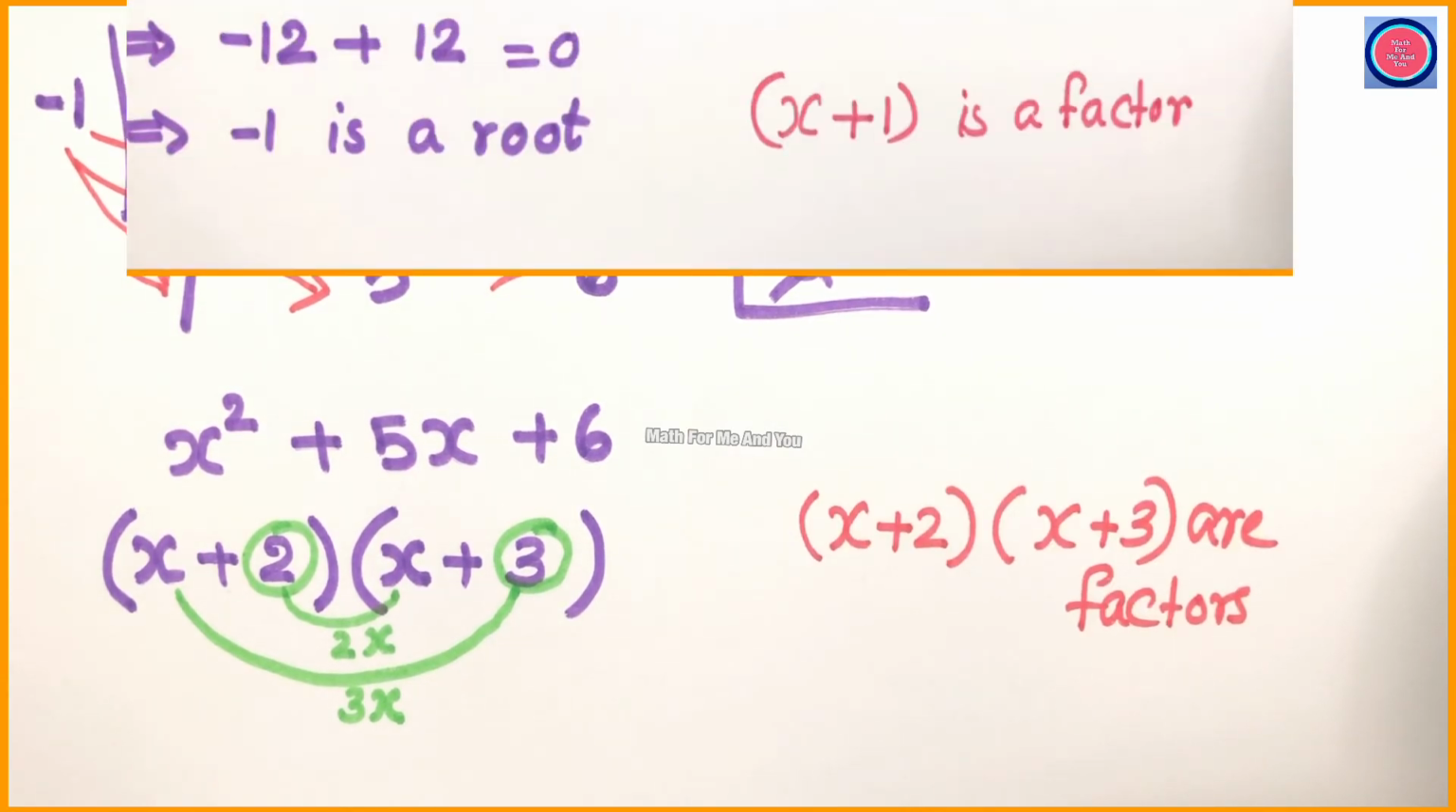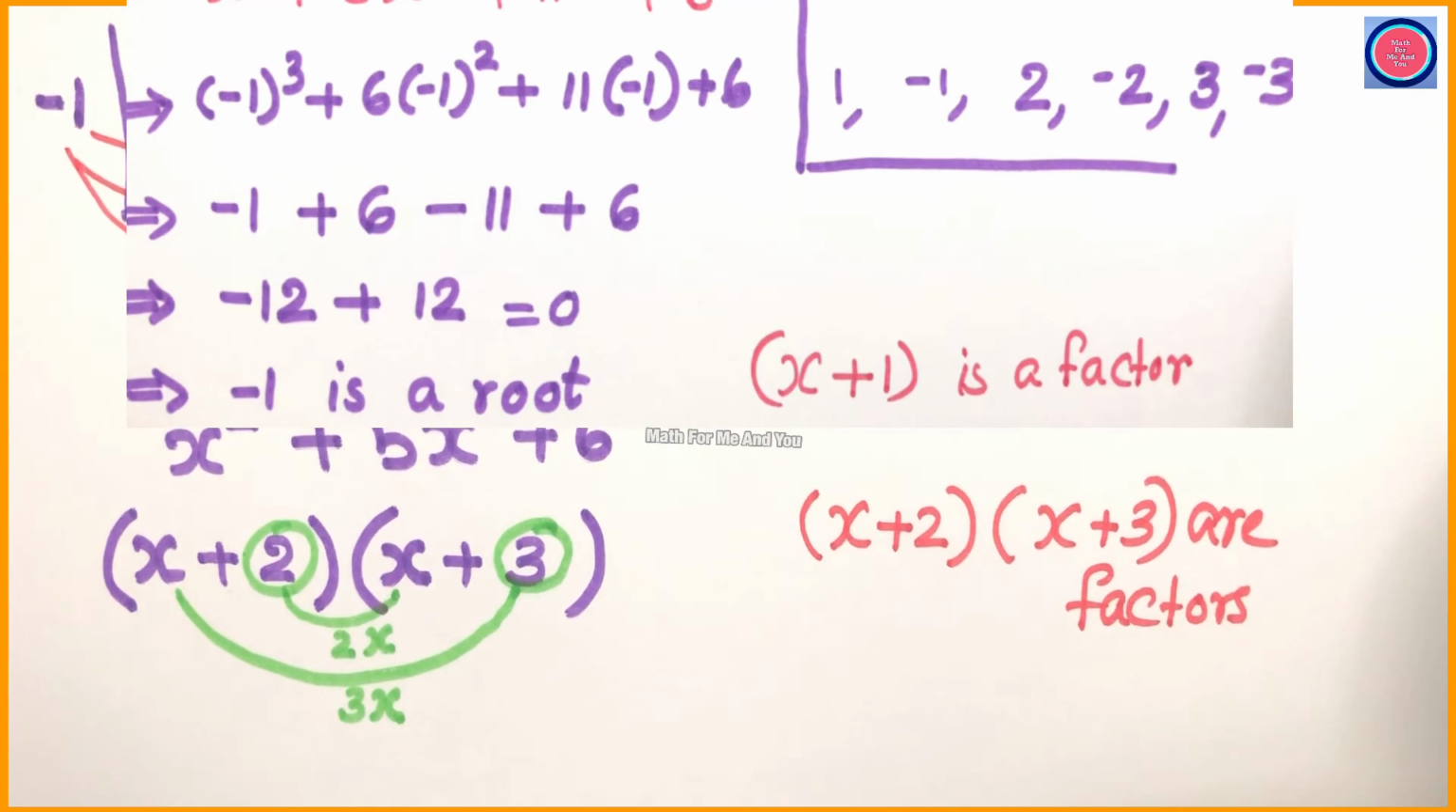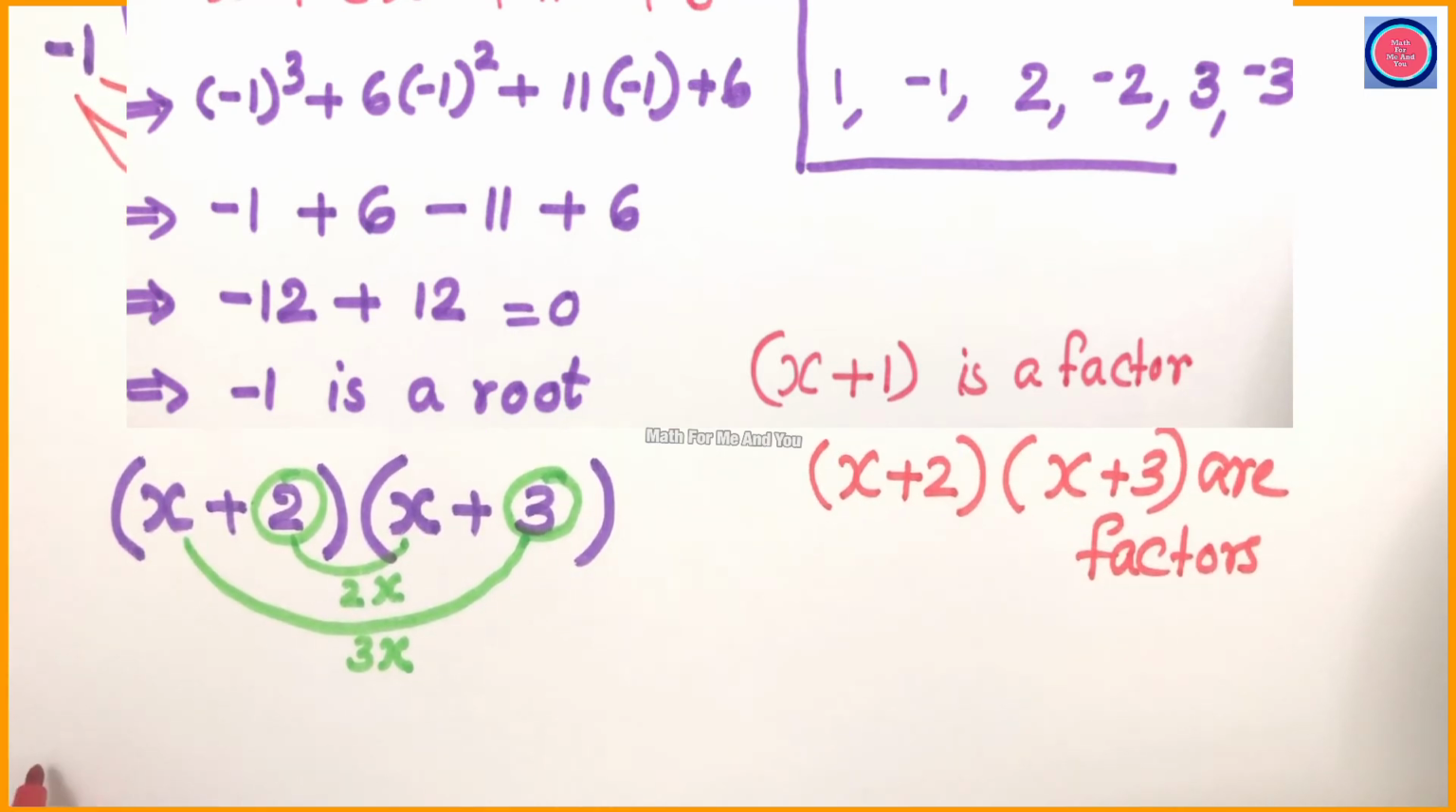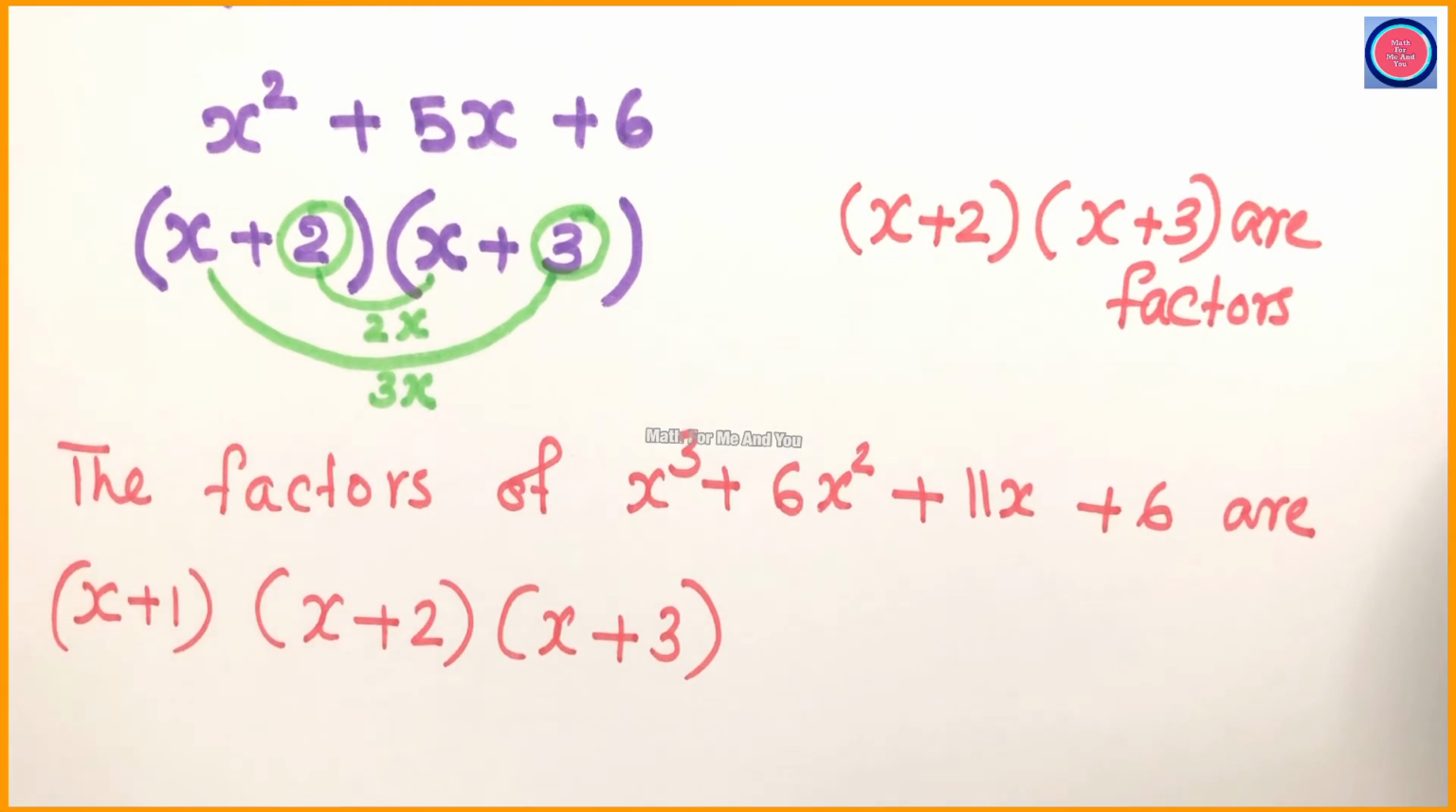Already we have got x plus 1 as a factor of this cubic polynomial. Now we got x plus 2 and x plus 3 are also factors. So combining, we get the factors of the given polynomial x cube plus 6x square plus 11x plus 6 are x plus 1, x plus 2 and x plus 3.